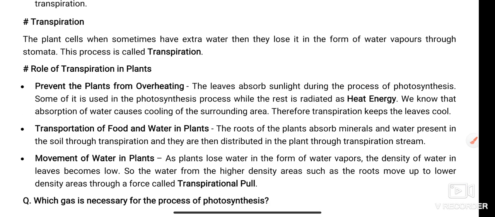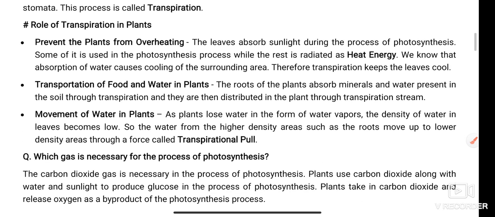Next is transpiration. When plant cells sometimes have extra water, they lose it in the form of water vapors through stomata, which is called transpiration. That means, in an easy sense, the process of removal of extra water through the stomatal pores present on the leaves is known as transpiration.